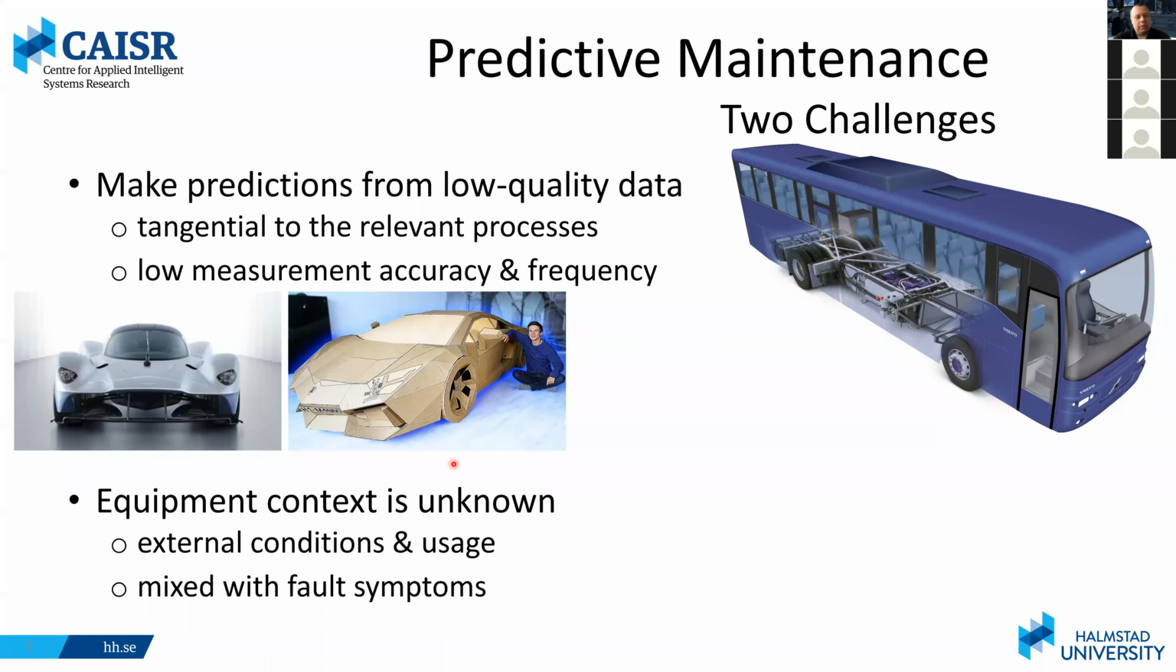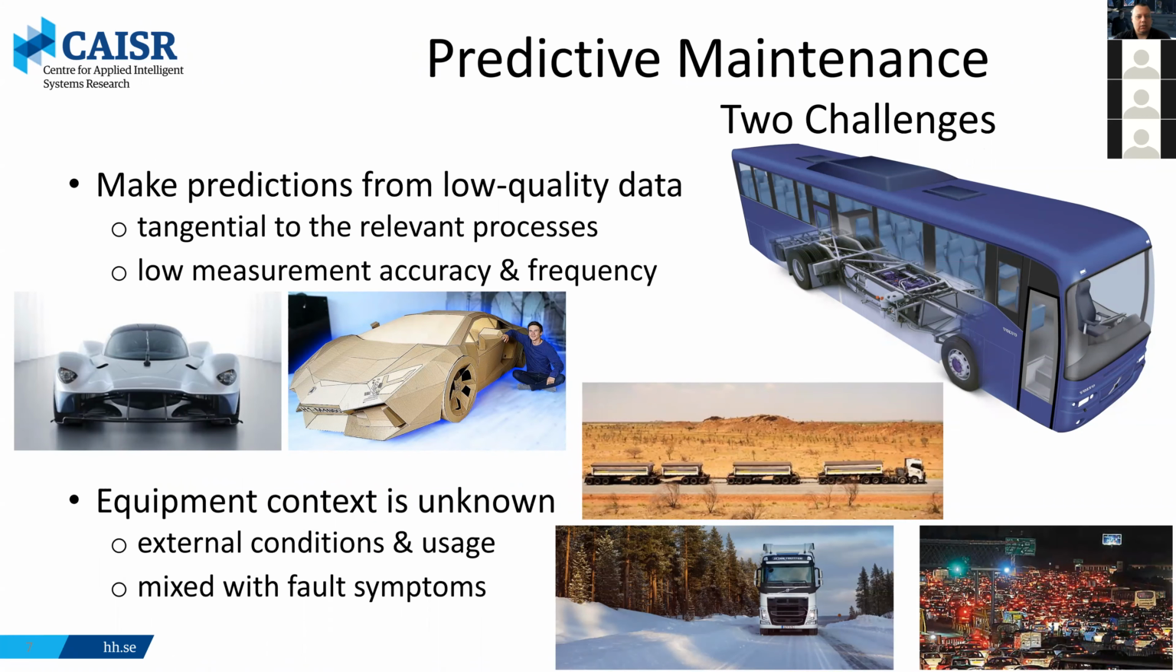And then the other big challenge is that the context in which your equipment operates is usually at least partially unknown. There are a lot of different external conditions that strongly affect what happens with your equipment, but it often gets mixed with the fault symptoms. So when you see something strange in your data, it's hard to know if it comes because the system is getting close to failure, or if it's just being used in an atypical way.